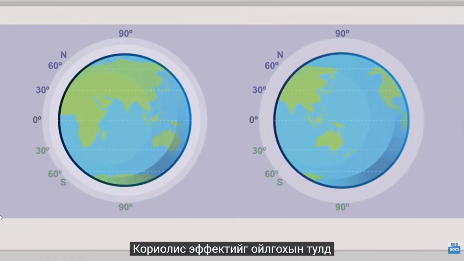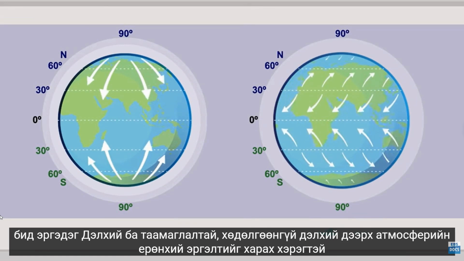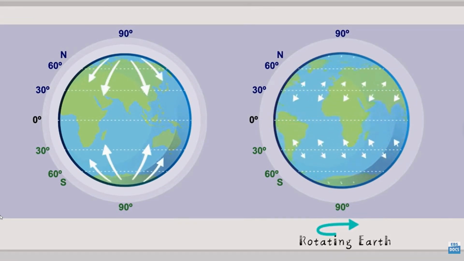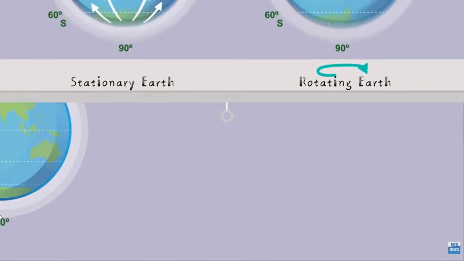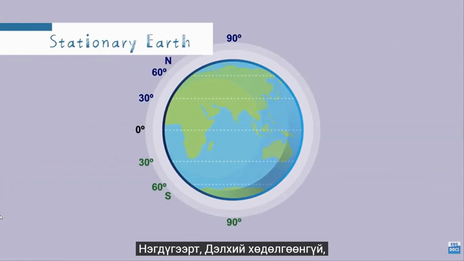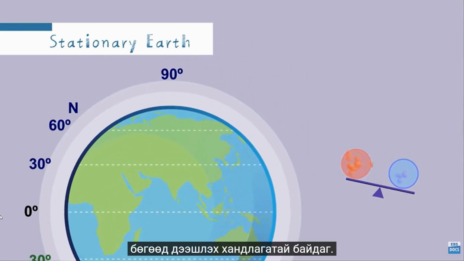To understand the Coriolis effect, we need to look at atmospheric general circulation on the rotating Earth and on a hypothetical stationary Earth. First, let's pretend that the Earth is stationary and does not rotate. Warm air is lighter than cold air and has a strong tendency to rise.